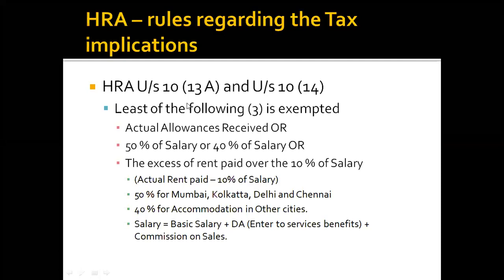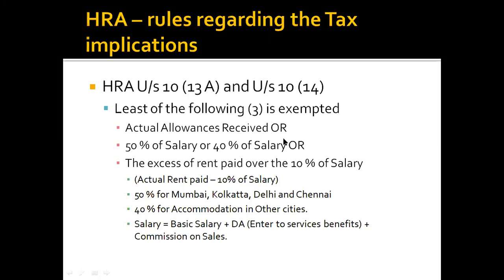Now, the least of the following three is exempted. So we have to identify the three amounts. Of the three amounts, whichever is least, that amount only is exempted. So what are the three amounts? The first one is the actual HRA received. That is the first amount.